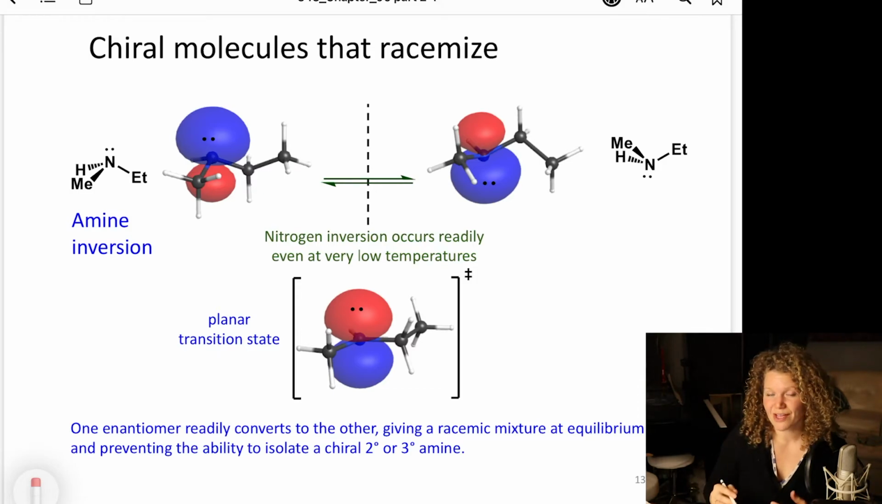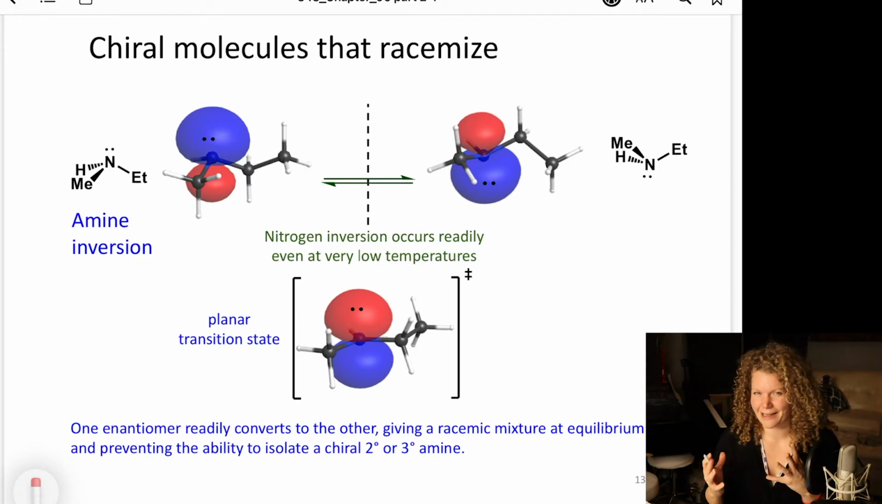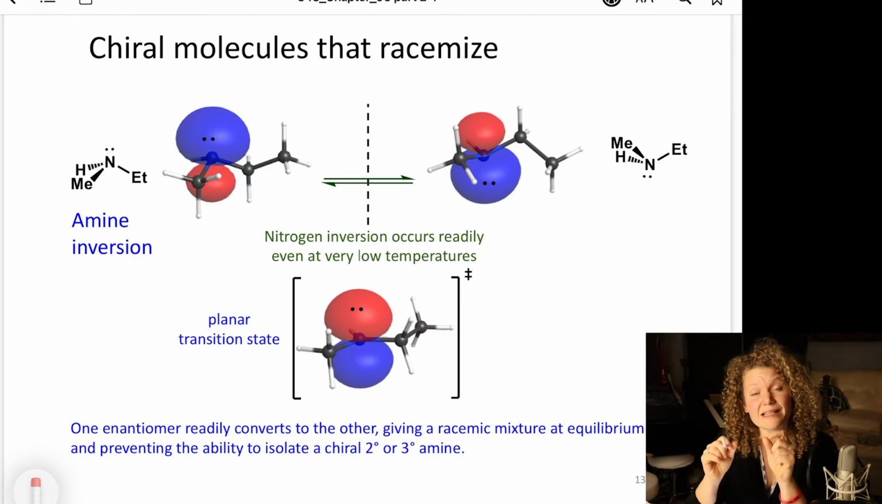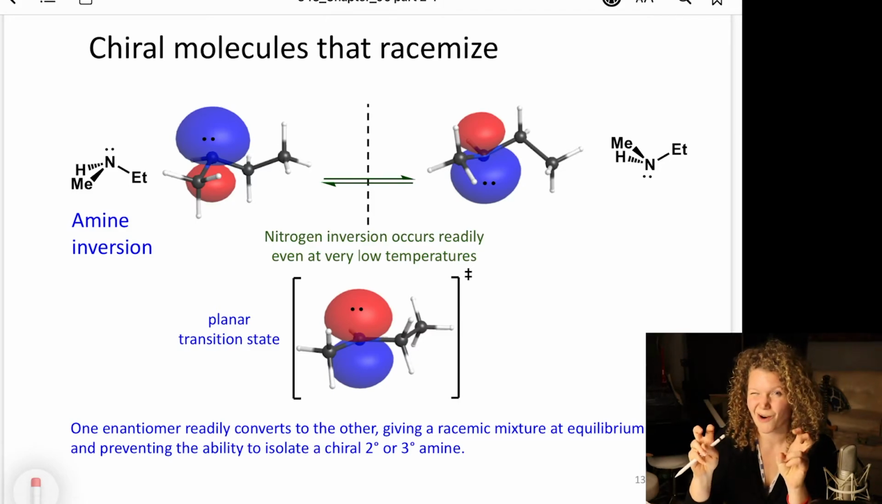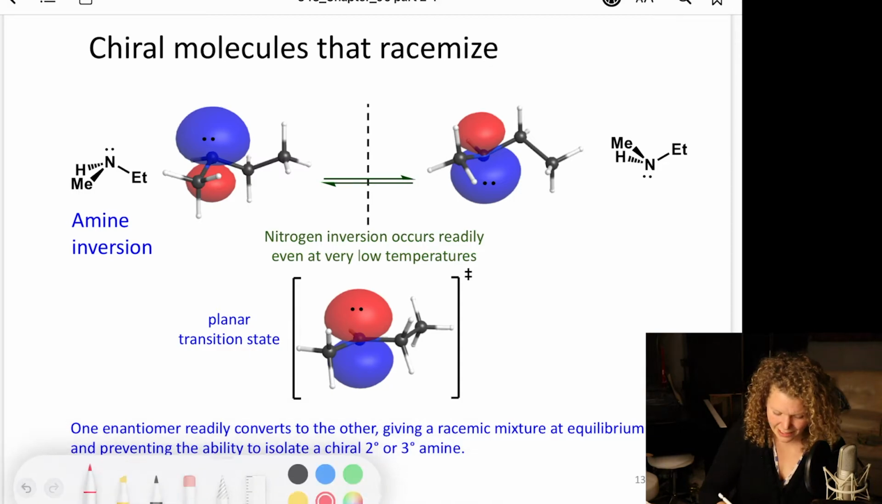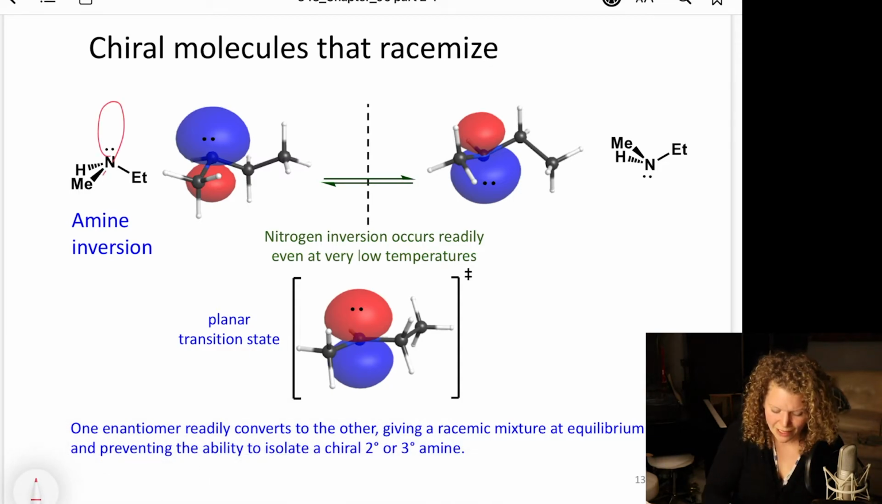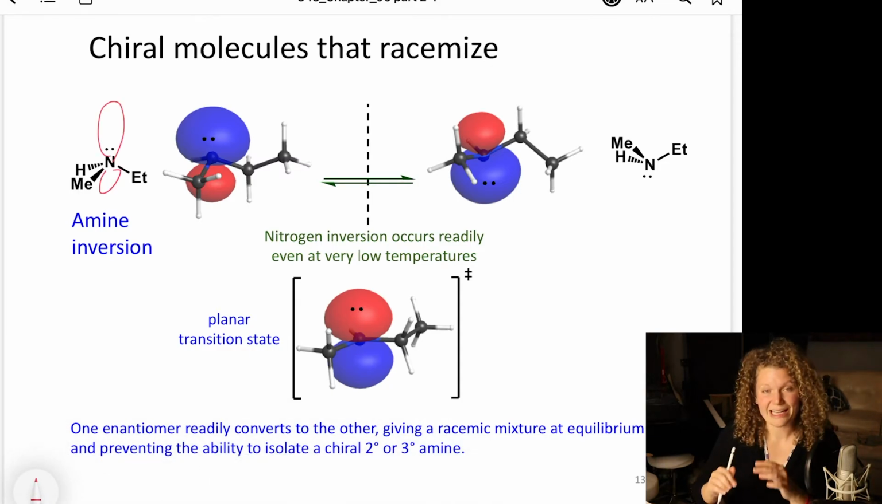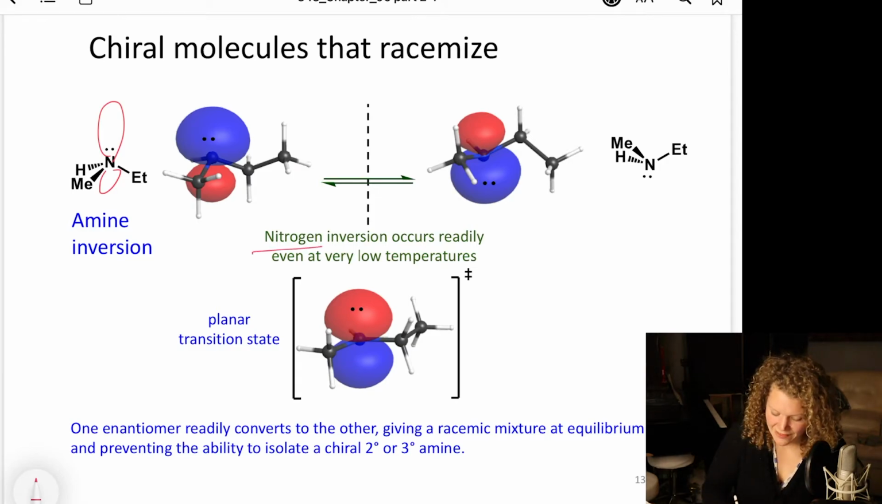Now, there are centers that don't stay chiral. And what do I mean by that? I mean that they racemize. And this is a term that just means that they can go back and forth between that R and S. Okay? Nitrogen centers that have 3 bonds to it can do this. And it's because of this pesky lone pair. All right? So this lone pair here can actually invert. And this nitrogen inversion happens pretty quickly.